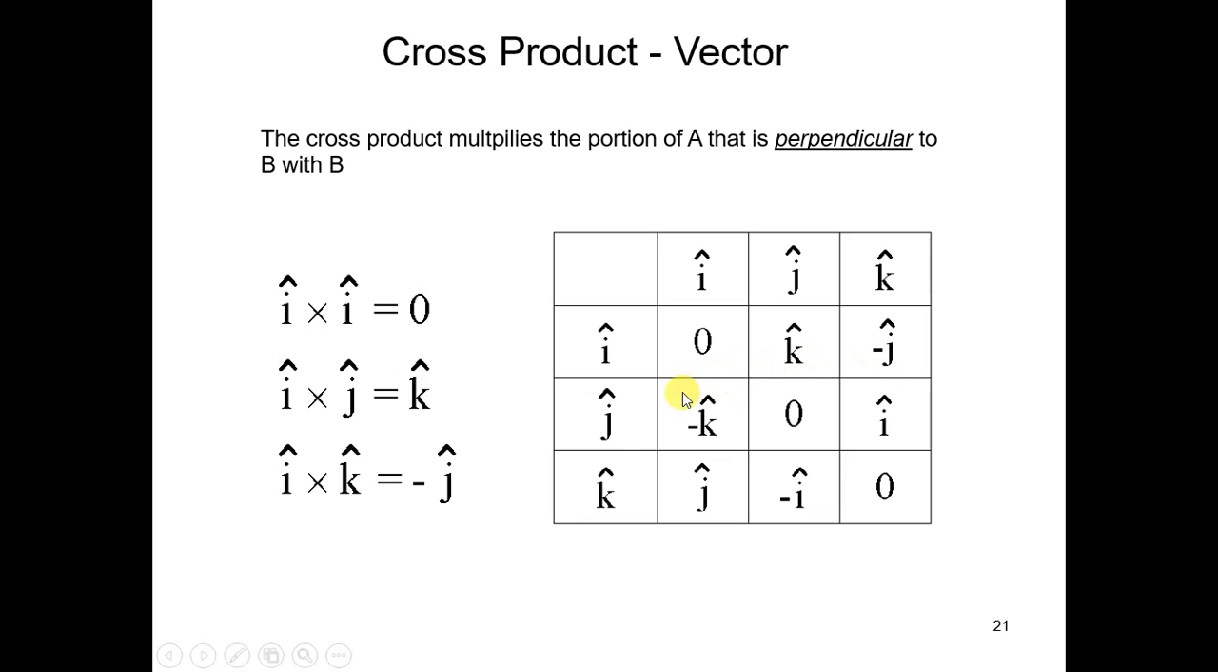Then also j cross i is equal to minus k, and j cross k is equal to i cap. Also k cross i will give us j, and k cross j is equal to minus i. So we will get the nine values of i, j and k crossed with i, j and k vectors. So we will get different values.